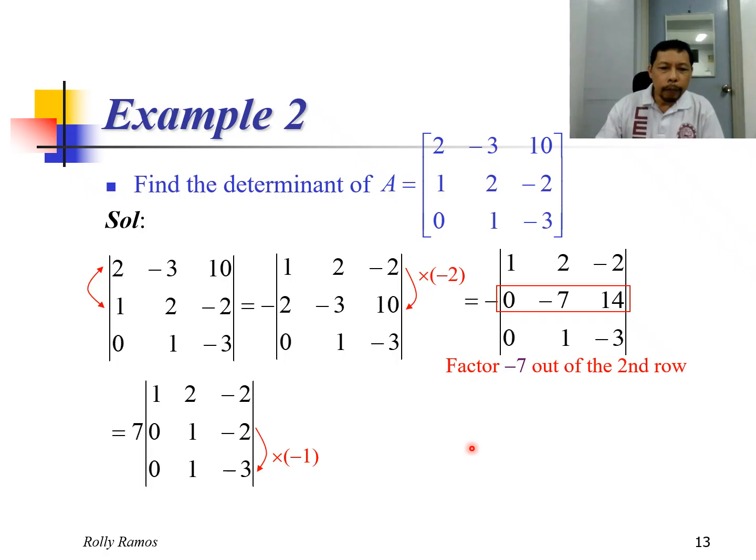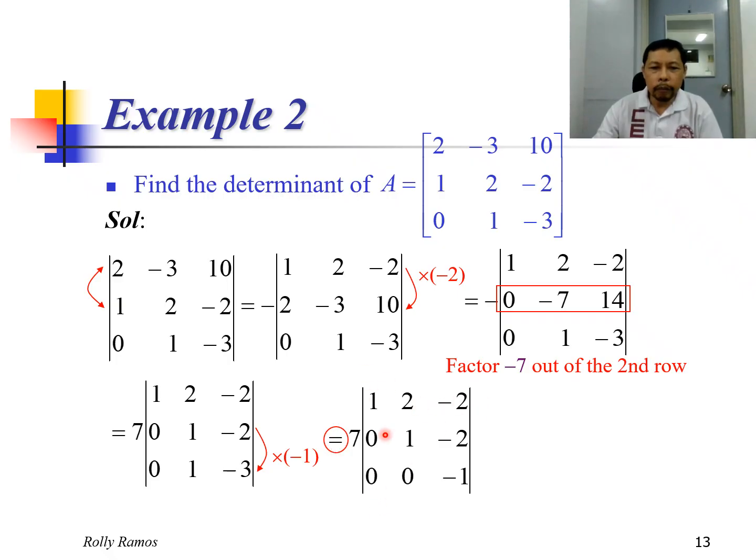If we multiply row 2 by -1 and add it to row 3, it will not change the value of the determinant. Doing that will give us 7 times the determinant of 1, 2, -2, 0, 1, -2, 0, 0, -1. So this is obtained by multiplying row 2 by -1 and adding it to the old row 3. We have done this in our previous discussions. We learned how to transform a matrix into row echelon form, so we apply those principles we've learned in the past.